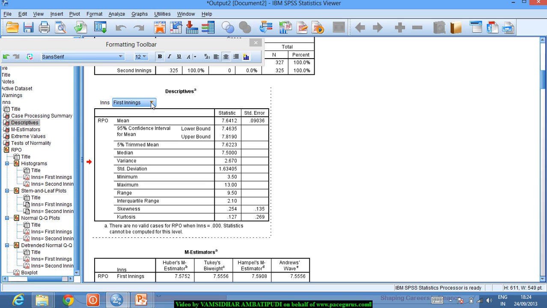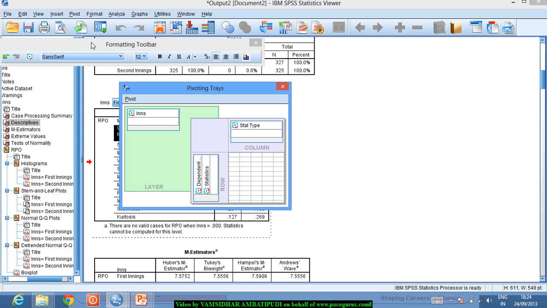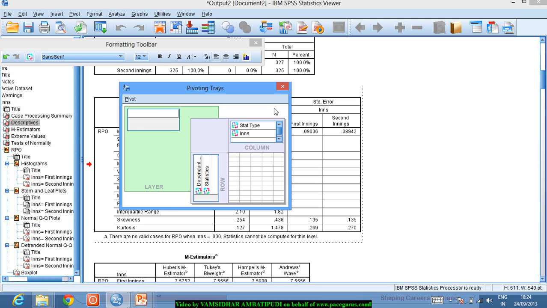It may not help me in comparison analysis, but at least if I select the second innings in this table, I get the second innings data. I select the first innings, I get the first innings data. So pivot helps me look at the analysis in a simpler, smaller table. The same innings, if I bring it to the columns, I could look at a step-by-step analysis.